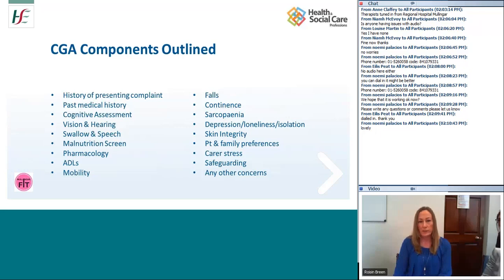Then we look at mobility, so we use the timed up and go, and we look at their previous and their current mobility and their transfers. Do they use a walking aid? Is that walking aid appropriate? When they're doing the timed up and go, we're looking at their gait and their safety awareness while they're doing it. Are they complaining of any dizziness or pain? And then we provide a mobility aid if required.